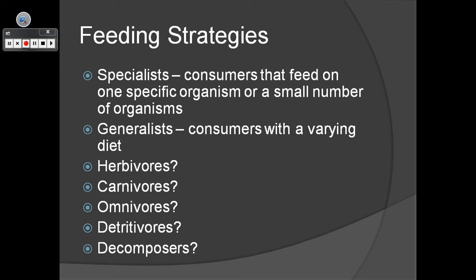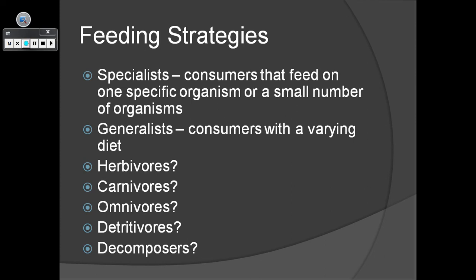Next are herbivores. Hopefully you know that these are organisms that only consume plants. Then you have carnivores. These are organisms that only consume animal products. Then you have omnivores, which consume both plants and animals. So most humans are omnivores unless you're a vegetarian. Then you have detritivores, which are organisms that specialize in eating dead organisms.